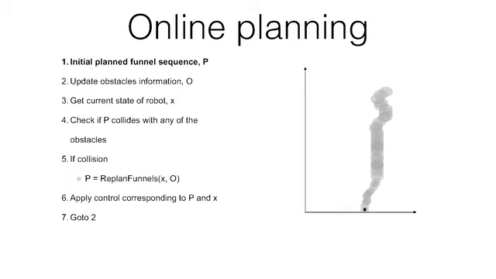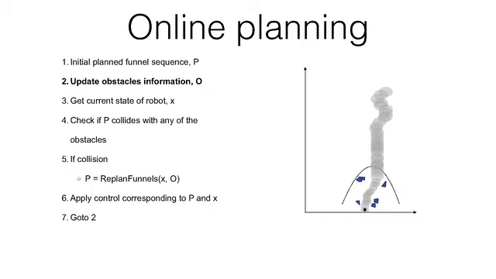So this is the algorithm. Let's go through each of the steps one by one. Since this is online planning, you do not have all the information beforehand. Initially you don't know anything about the environment and you get to know more about it as you go. But you still have an initial planned funnel sequence that takes you from the start state to the goal state. Then you check for any new obstacle information that you got from your sensor. This was the region that you can see, and you can see some obstacles. And you also get the current state of your robot. This is also subject to uncertainty, as I told you before, so it will not be exactly known.